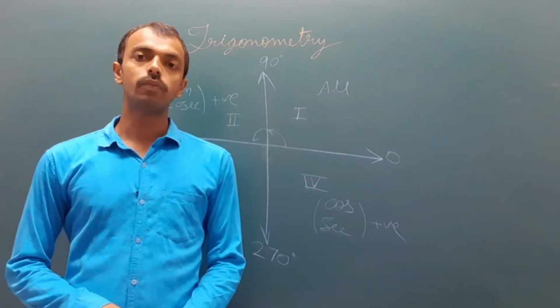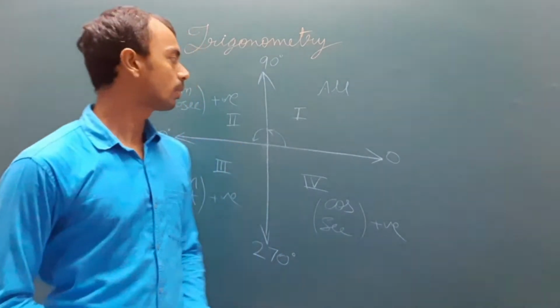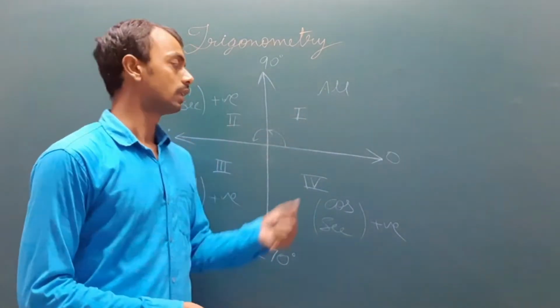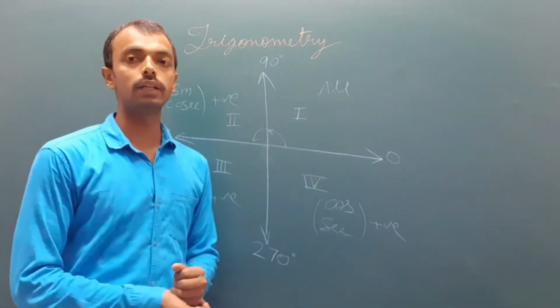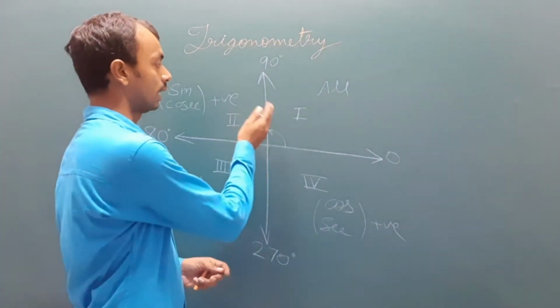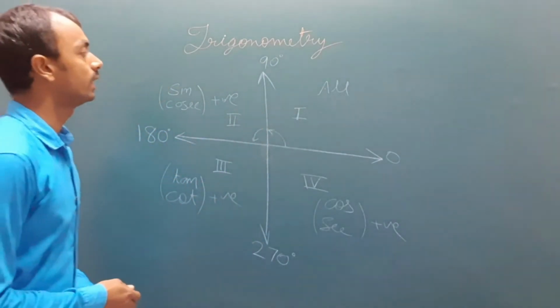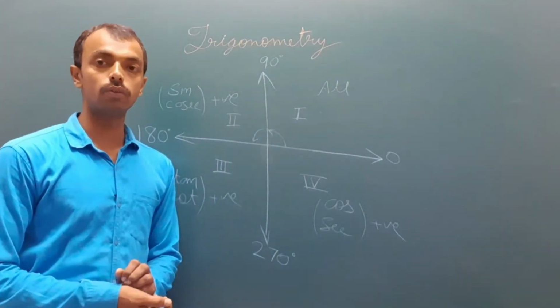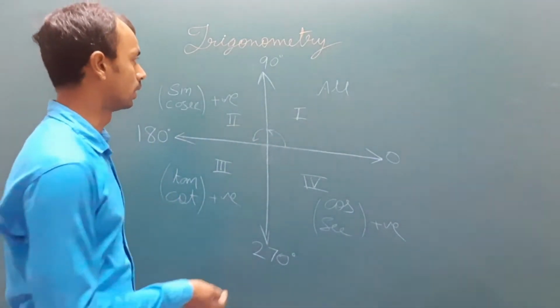So till now we have studied the values of trigonometric ratios for acute angles. Acute angles means the angles between 0 to 90 degree, or the angle is smaller than 90 degree. So now we will discuss the angles which are greater than 90 degree. How do we find the value of those ratios?